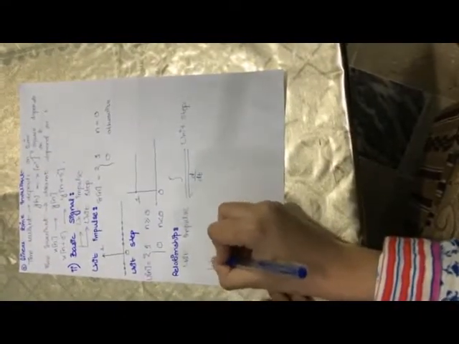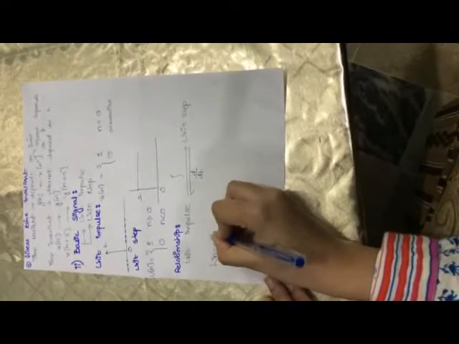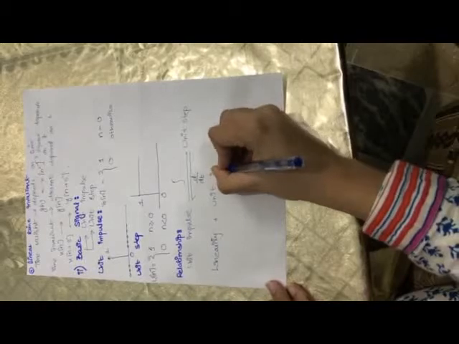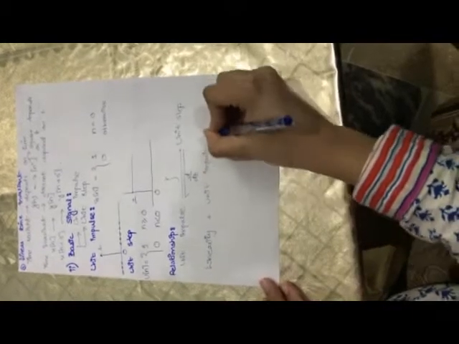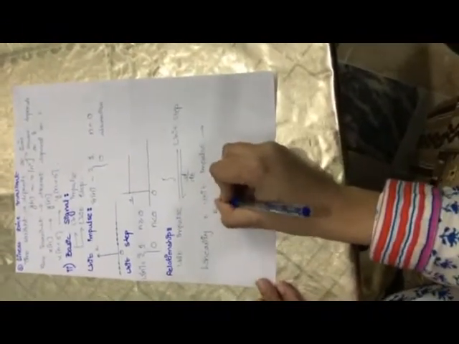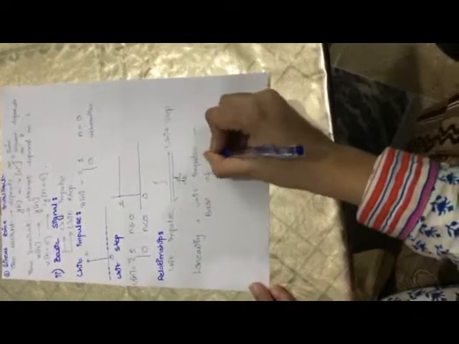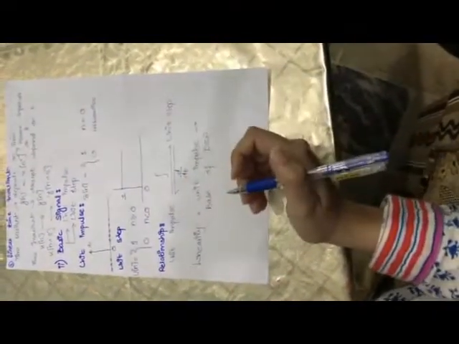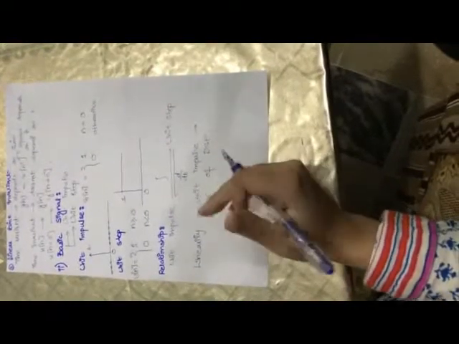And linearity, that is linear systems, and unit impulse signal is the base of DSP. In this lecture, we learned about some basic types of systems and some basic signals.